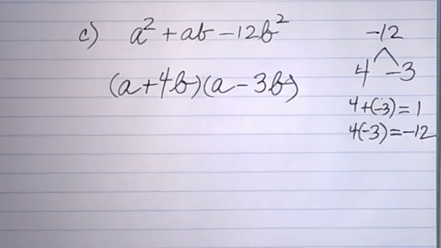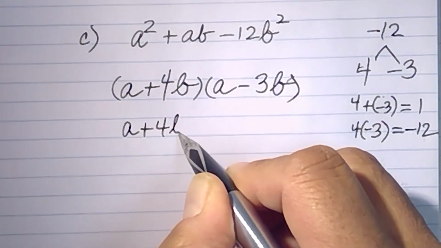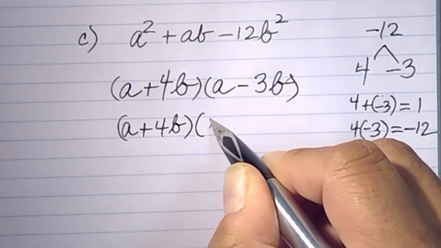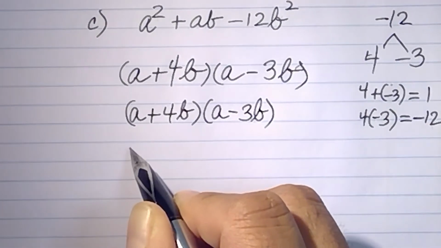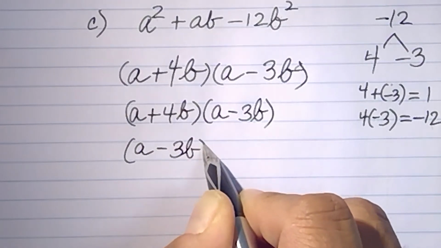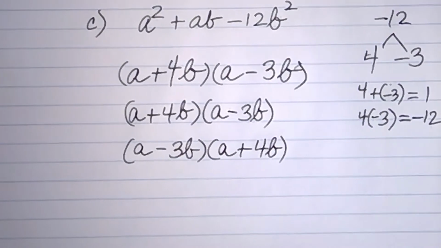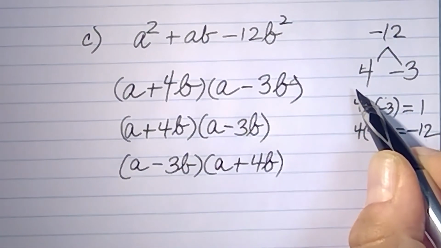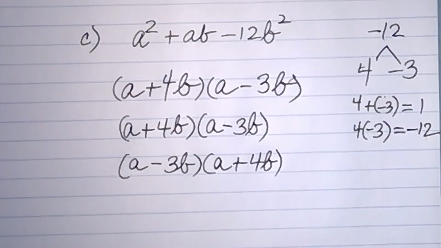Some people don't like writing the brackets first. They like to go A plus 4B, close brackets, A minus 3B. And again, both of those are the same thing. Even this is the same thing. So don't lose much sleep whether you put 4, negative 3 or you put negative 3, 4. The order doesn't matter. The brackets will just look different, but you'll know that they're the same thing.